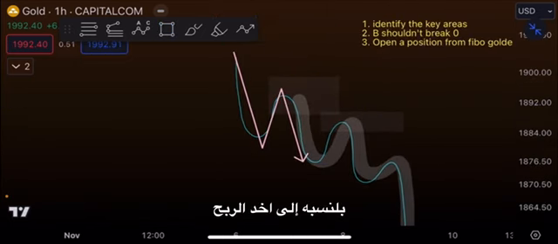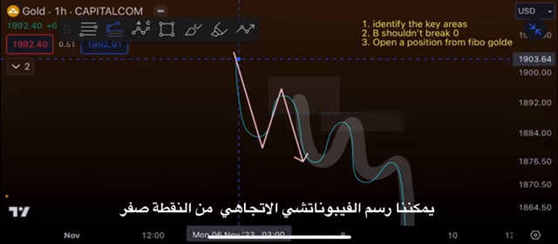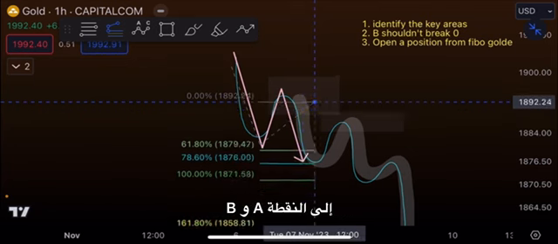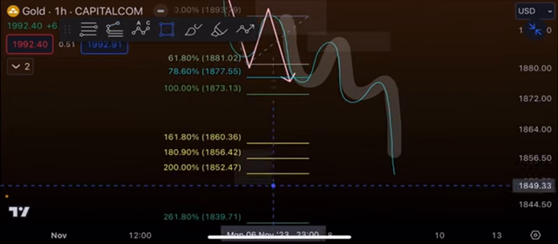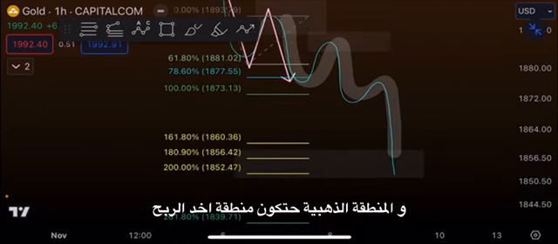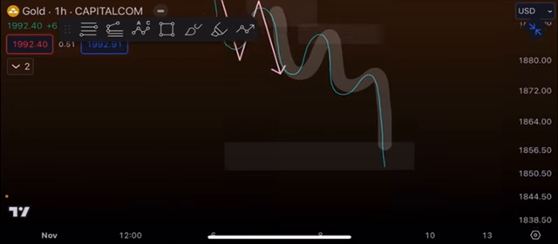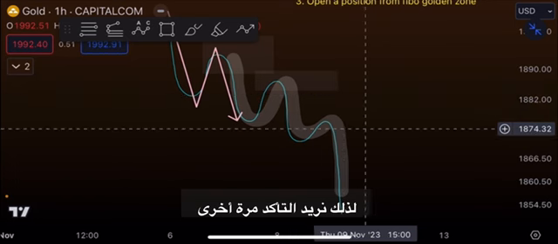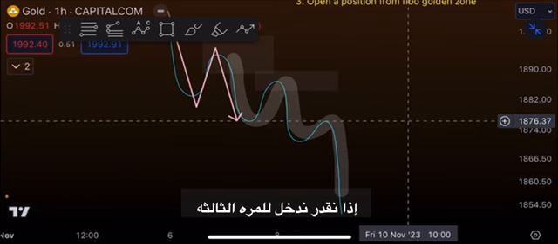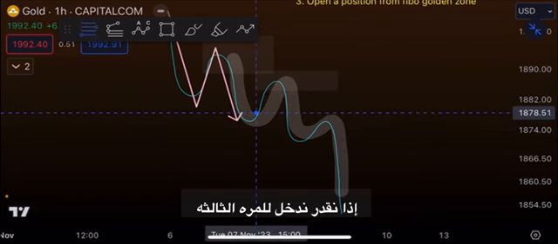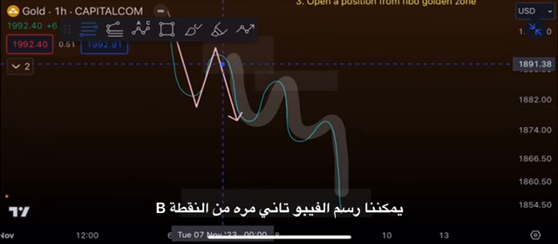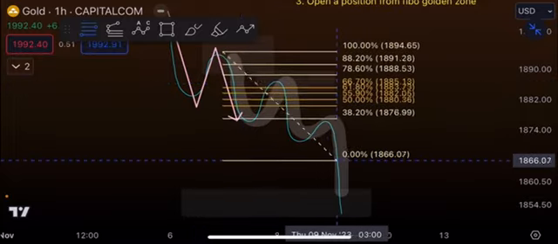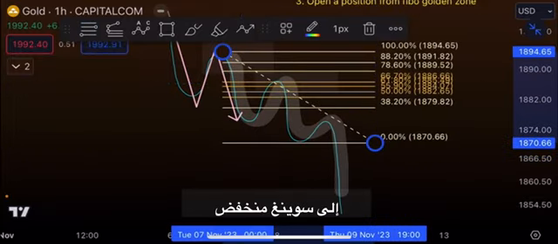As for the take profits, we can draw Fibo extension from point 0 to A and B. And this golden area will be our take profit area. And we can see there's a third pullback, and if we want to check if there's a chance for us to enter, we can also draw Fibo again from point B to the latest swing low.